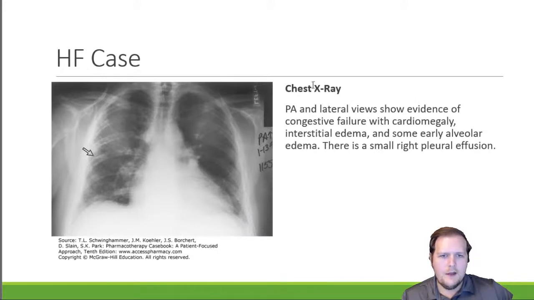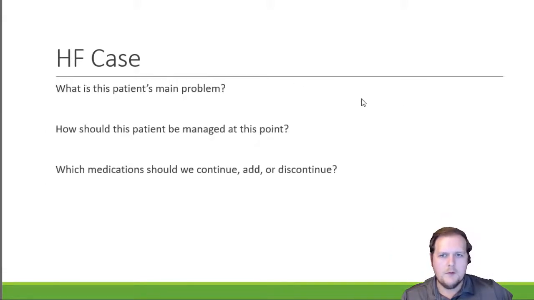And then when you're looking at the chest x-ray here, you notice some cardiomegaly. You got a big boot-shaped heart, as they talk about, with some interstitial edema, some early alveolar edema, right? So that makes sense given the fact that we talked about that fluid being on the lung. Our O2 sats were low on room air. That all seems pretty consistent.